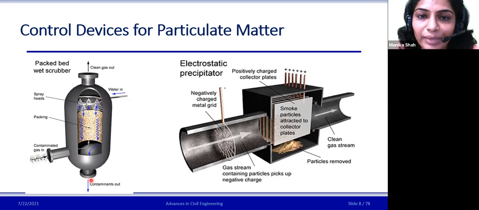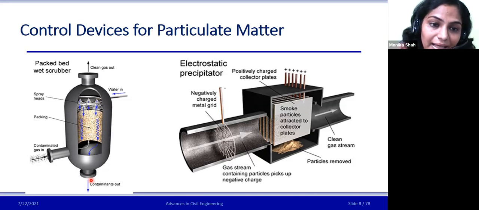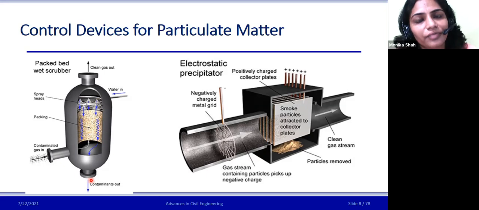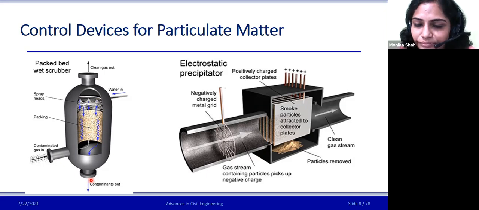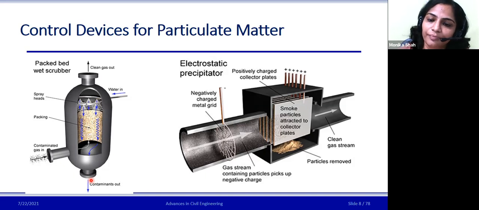This kind of method is required in certain cases because it has the advantage that even very small particles are captured. Particles of less than 10 micrometers are even captured in wet scrubbers. So in certain places, this is used. Generally, in places where you have enough water treatment systems available, you can go with wet scrubbers.